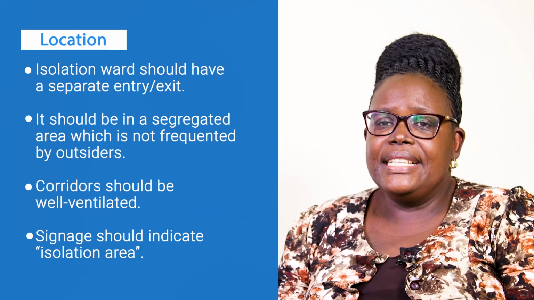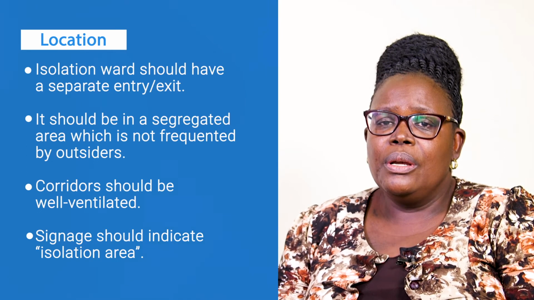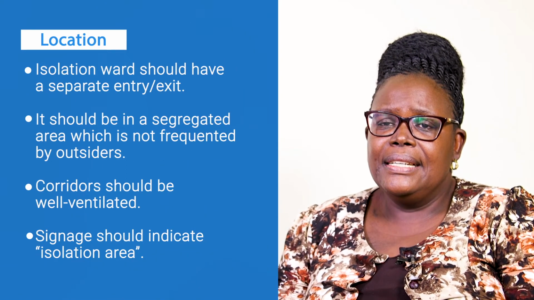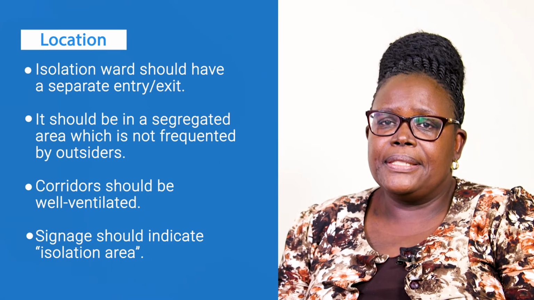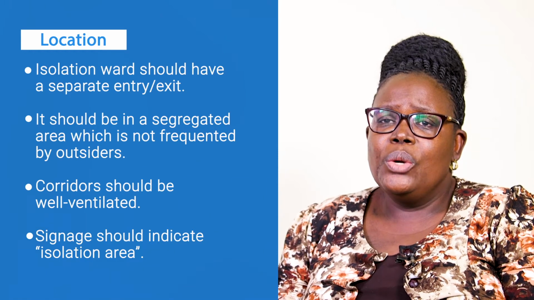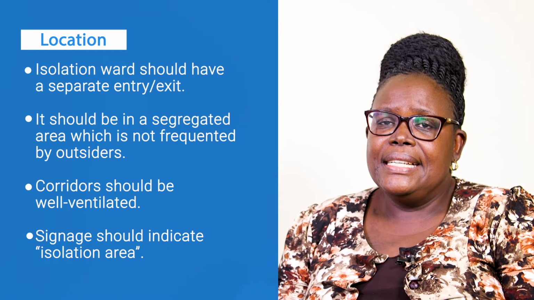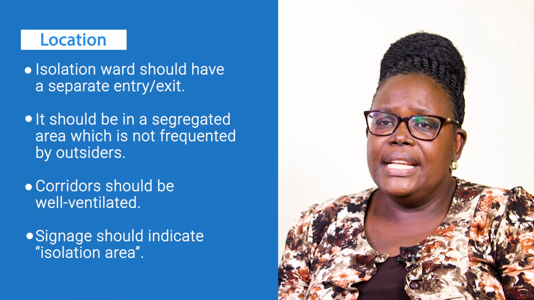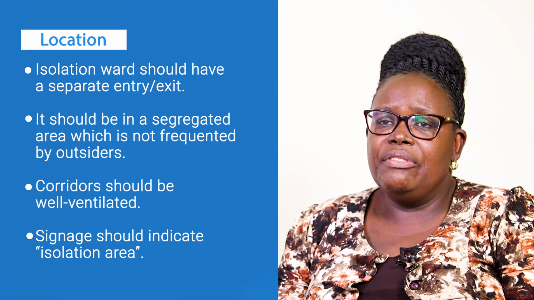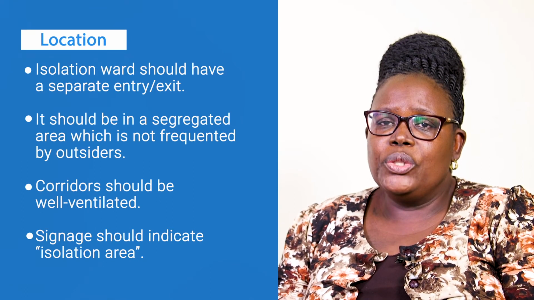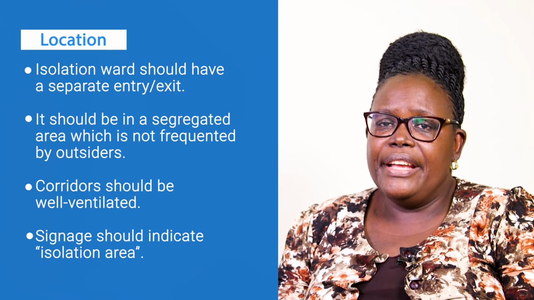It is preferable that the isolation ward should have a separate entry and exit, and should not be co-located with post-surgical wards, the dialysis unit, the labor room, and other critical care rooms. It should be a segregated area which is not frequented by outsiders. The access to the isolation ward should be through dedicated lifts or guarded stairs. The corridors with frequent patient transport should also be well ventilated. Signage should indicate that the place is an isolation area.